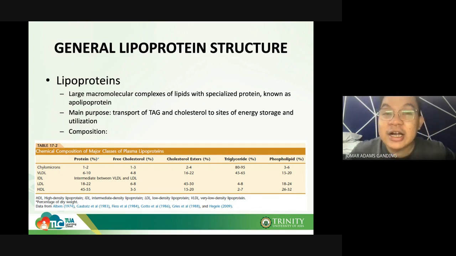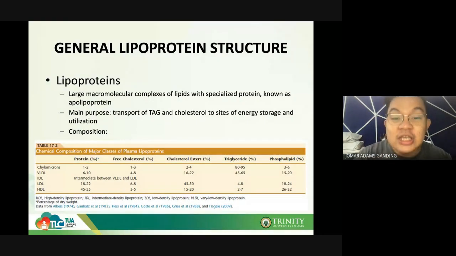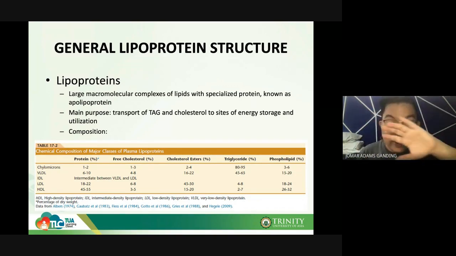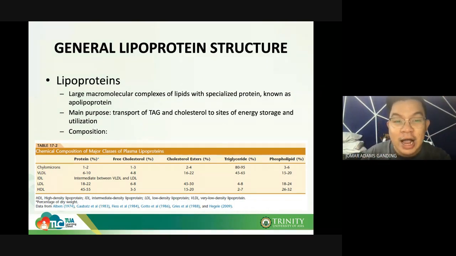Can I see a raise of hand if we're clear in that part? Kasi baka nalilito sa terms. Again, apolipoprotein is the protein portion of your lipoprotein. Similarly, an enzyme is an entire structure, but the protein part of your enzyme, we call it your apoenzyme. Okay, the entire enzyme is not apoenzyme, it's your holoenzyme rather. Okay, that is your apoenzyme. So remember that.